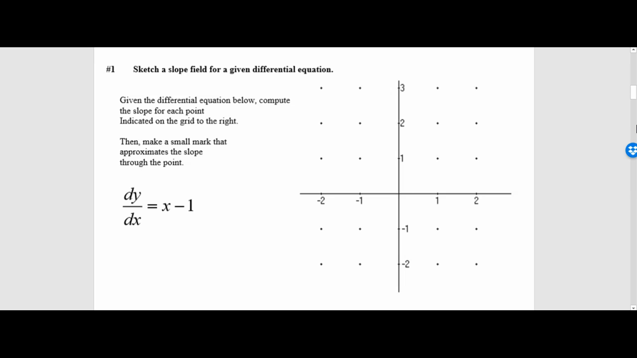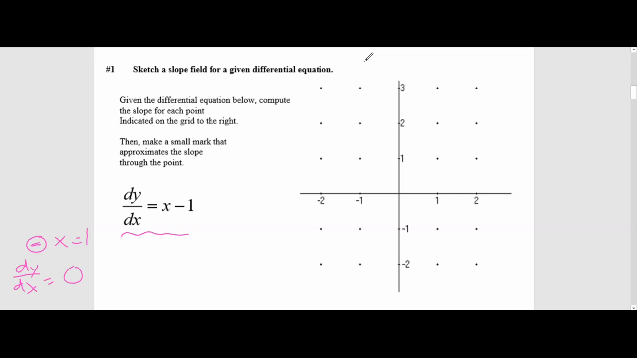So let's think about it. If x is equal to 1, so at x equals 1, dy dx is equal to 0, right? Because 1 minus 1 is 0. And in this case, there's actually no y values, right? So it doesn't matter what y is. Any place that x is equal to 1, my slope, my dy dx is going to be 0.